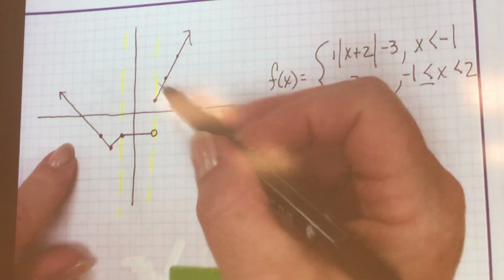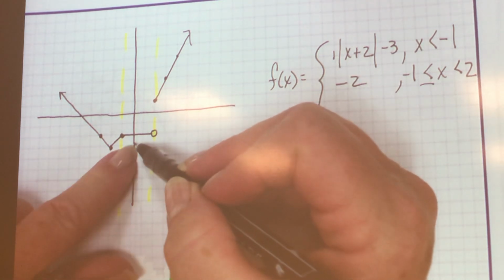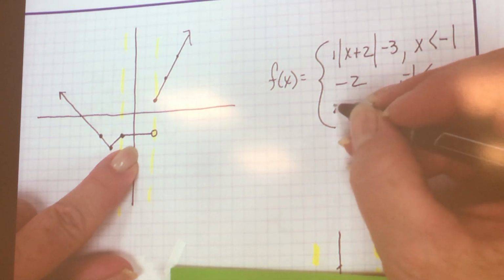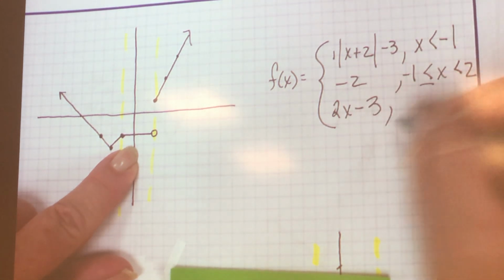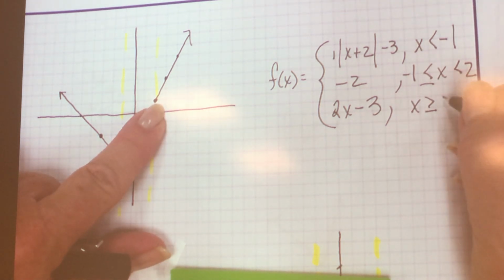And then this guy, let's see, down 2 and to the left, down 2 and to the left. So, -3. So, y is equal to 2x minus 3, where x is greater than or equal to 2.